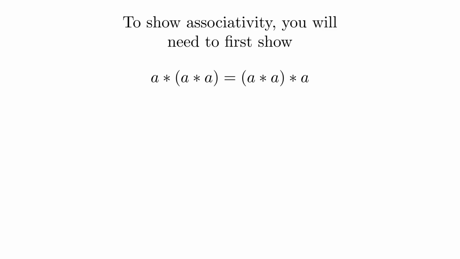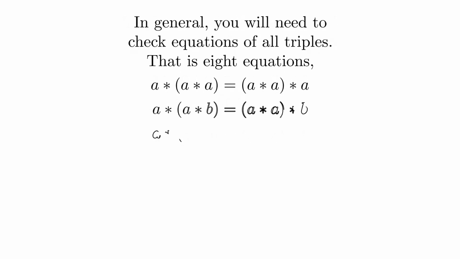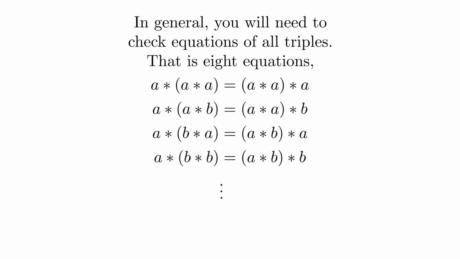But of course, that's not the only thing that you have to check to show associativity. That is just the check when the triple is AAA. You'll next need to write down A star paren A star B. And again, shift the parentheses and check that these two things come out equal. And this is the check for AAB, and so continuing in the same sort of pattern, you'll need to write down every possible triple.